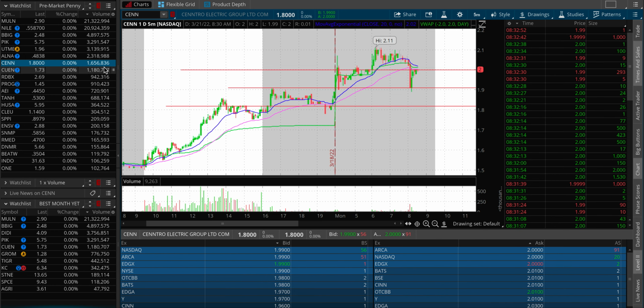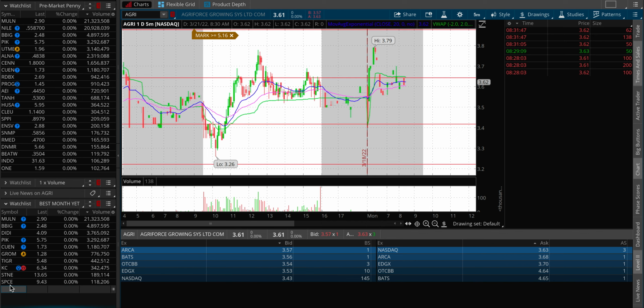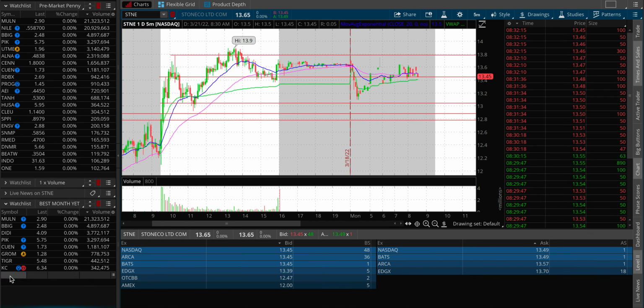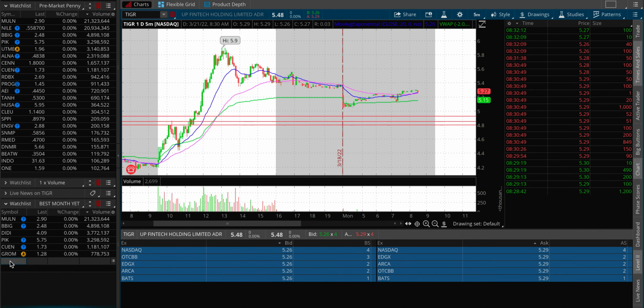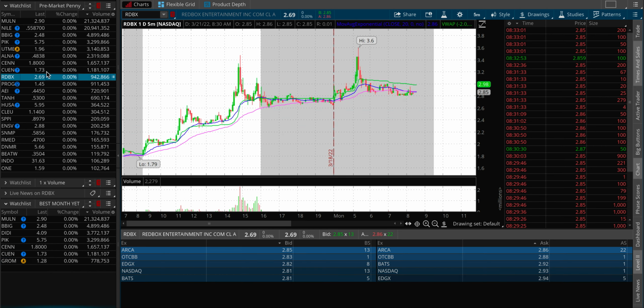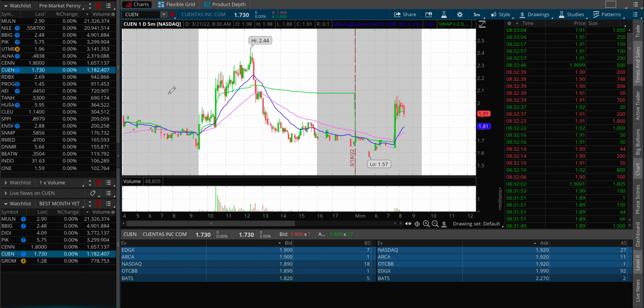A lot of things on the scanner today. Just remove the ones from Friday that don't have volume. Then we have CUEN.